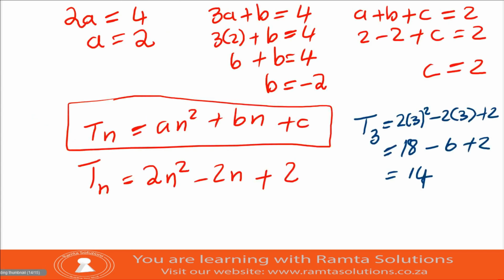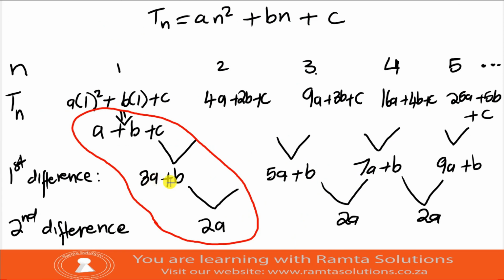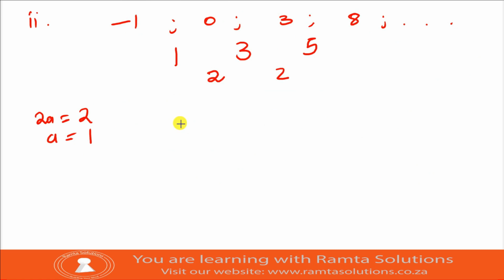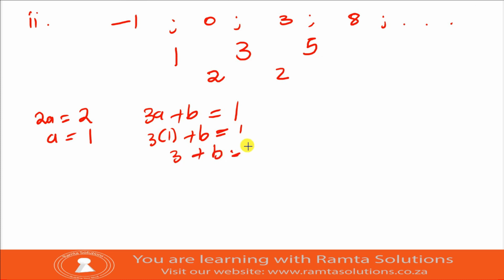Now, we have difference t2 minus t1, which is this one here, which is what? 3a plus b. 3a plus b, what's in place of it is 1. So 3a plus b equals 1. What is the value of a? The value of a is 1. So we have 3 plus b equals 1. This means b equals negative 2.